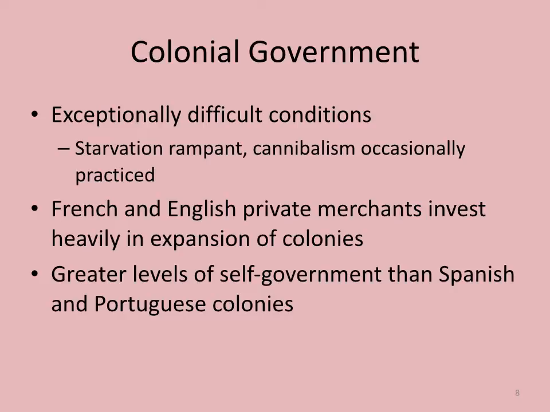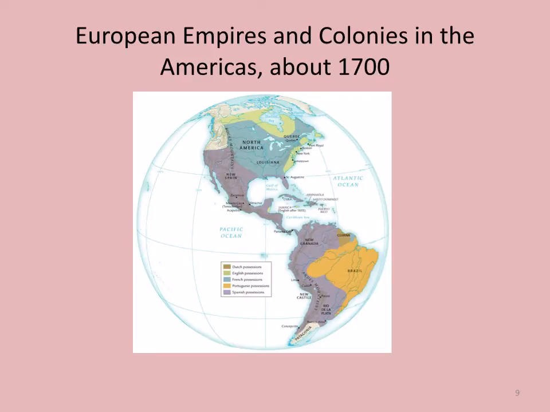Now, the greater levels of self-government are going to be found in the French and English colonies. We're going to see a lot more democratic, a lot more local governments than in the Spanish. The Spanish are going to import their leaders, while the French and the English are going to use local leaders to a degree. Now, European empires and colonies, this is your map that you did. You should be pretty familiar with it, that it does vary.